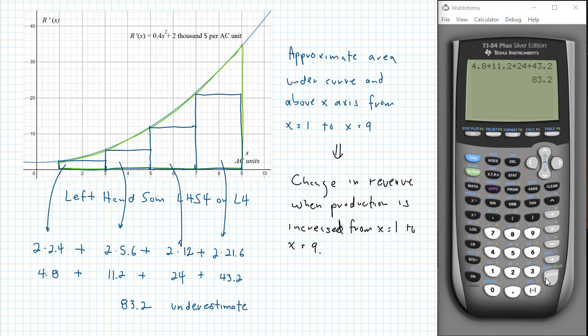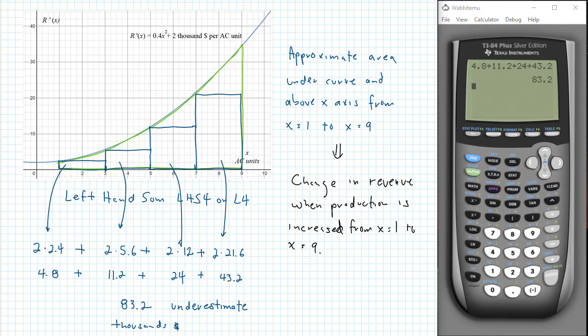But each of these widths is AC units. The heights are thousands of dollars per AC unit. When you multiply them together, this is going to come out to be in thousands of dollars. So when we increase production from 1 to 9, we're going to have an increase in revenue of $83.2 thousand.